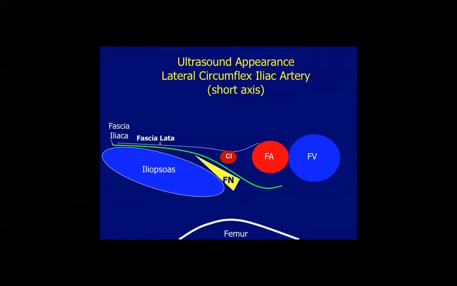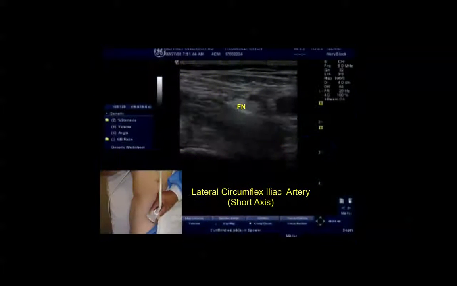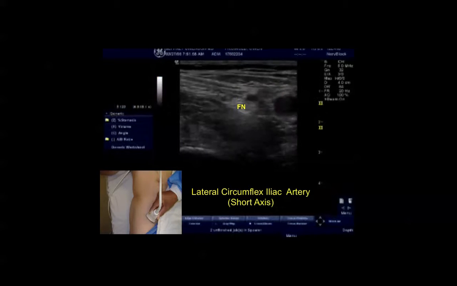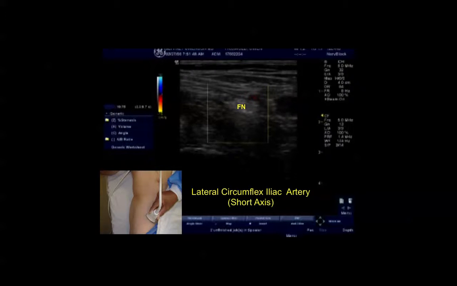This is an example of the lateral circumflex iliac artery, which takes off from the common femoral. In this case, we see it on short axis, immediately superficial to the femoral nerve. This is a two-dimensional drawing. Now we're looking at ultrasound of the same vessel. So once again, this is a short axis view of the lateral circumflex iliac artery, seen with color flow and two-dimensional.